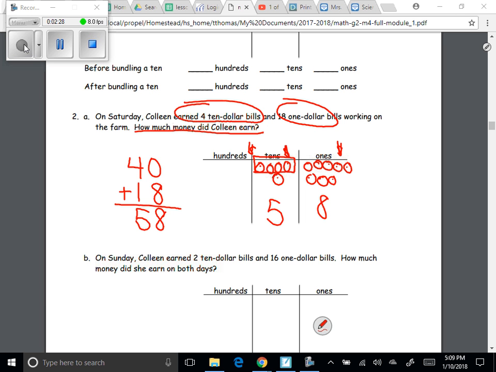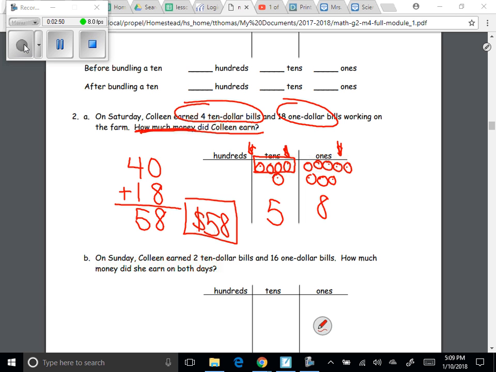It's not done until I label and box my answer. So what were they asking me about? They were asking me how much money. So when I label my answer, I want to label it with a dollar sign. $58. I could also use the word, and I'm going to put it in the box so that my answer can be found easily. It says on Sunday, this is a two-part problem.